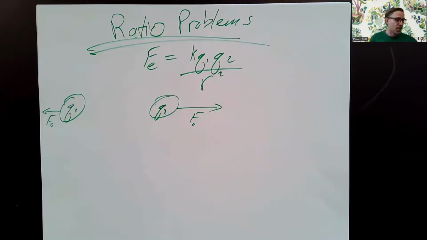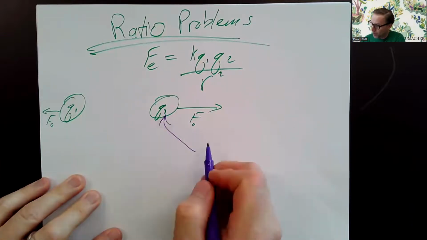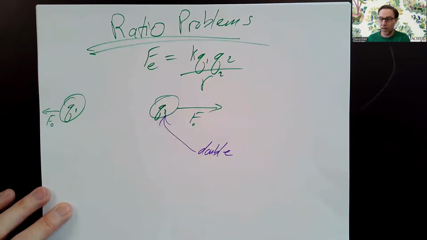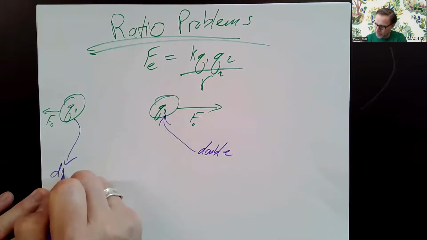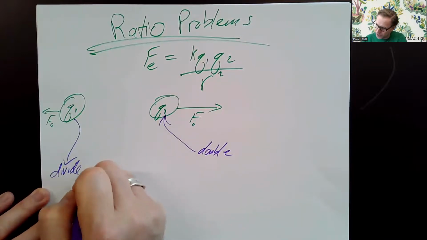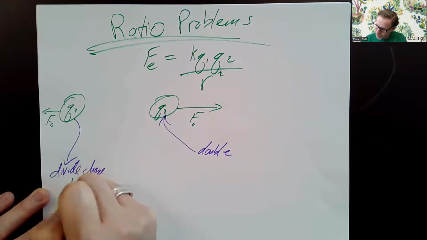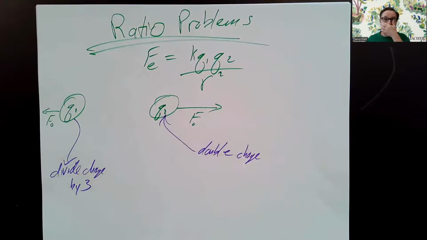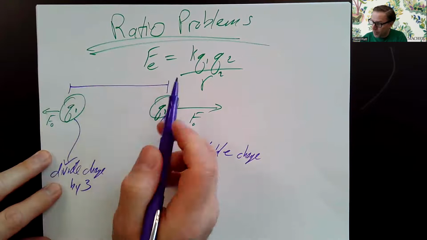Now I'm going to change some things. Let's get out a different colored pen. So now I'm going to change some things. I'm going to double the amount of charge here, but I'm going to divide the charge here by 3. Oh my goodness. Divide charge by 3. Double the charge here. Divide the charge by 3 here. And I'm going to triple the distance between them.